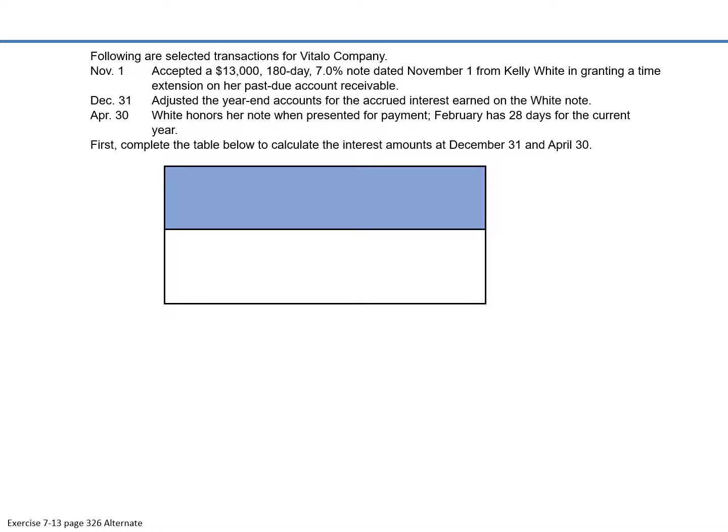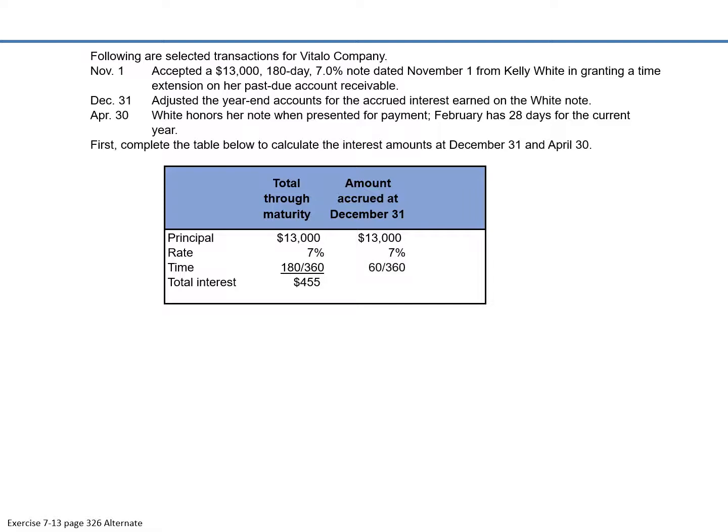All right, so let's complete the table first. The principal of $13,000 times the rate of 7% times 180 divided by 360 days gives total interest of $455. The amount accrued at December 31st is $13,000 of principal times 7% times 60 days divided by 360, total of $152. And the interest recognized at April 30th is $13,000 times 7% times the other 120 days divided by 360 for $303.